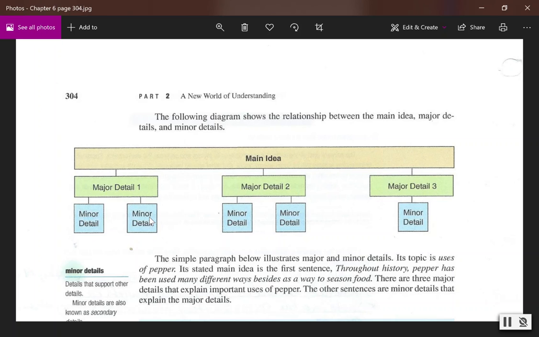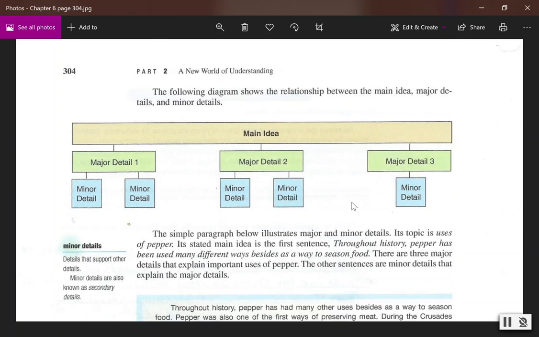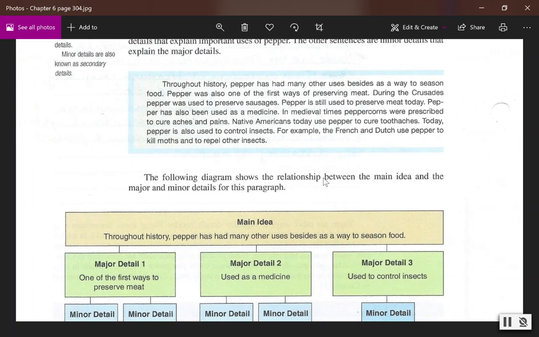So the green is our major or primary detail, and it supports directly the main idea of the paragraph. In the blue are our minor, our secondary details, and these support the major primary green details. You could have 2 minor details supporting a major one, or you could just have 1. Okay, let's take a look down here.